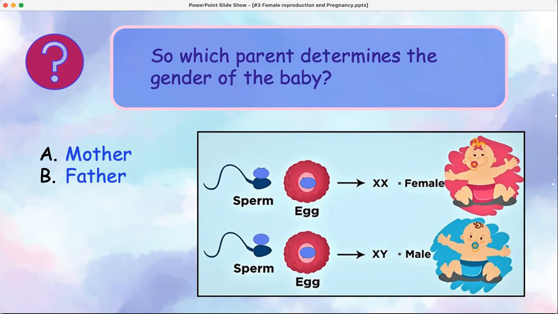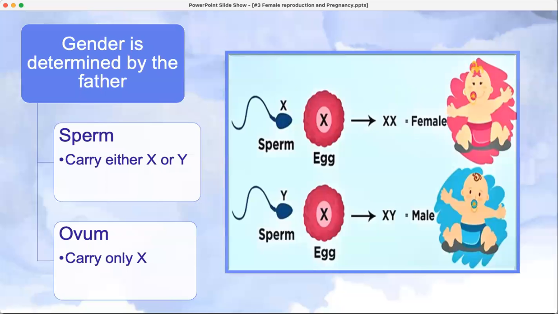Question, so which parent determines the gender of the baby? Is it the mother or the father? And the answer is it's the father. So in this one, gender is determined on the father's side, whether your X sperm gets there or a Y sperm gets there. So XX is a female, XY becomes a male.